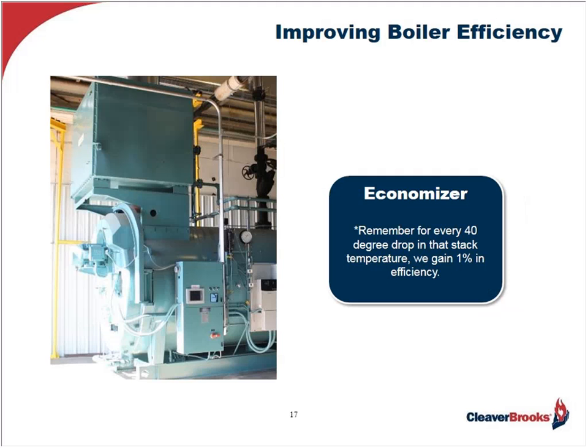Remember now, for every 40-degree drop in that stack temperature, as I showed you earlier, we gain 1%. So the assessor will note not only that, but also the appropriateness and the operating conditions for a possible application. But also, besides that, what are the physical conditions in the boiler room? And can an economizer even fit when considering things like ceiling height, the overhead piping, and so on? So the juice might not be worth the squeeze, but certainly it shouldn't be overlooked in the assessment.